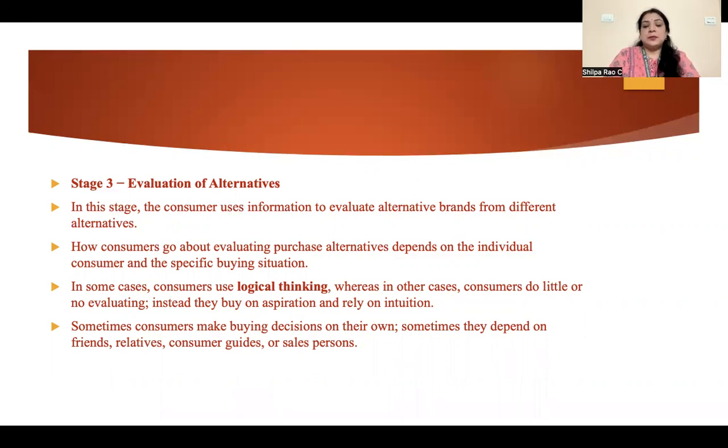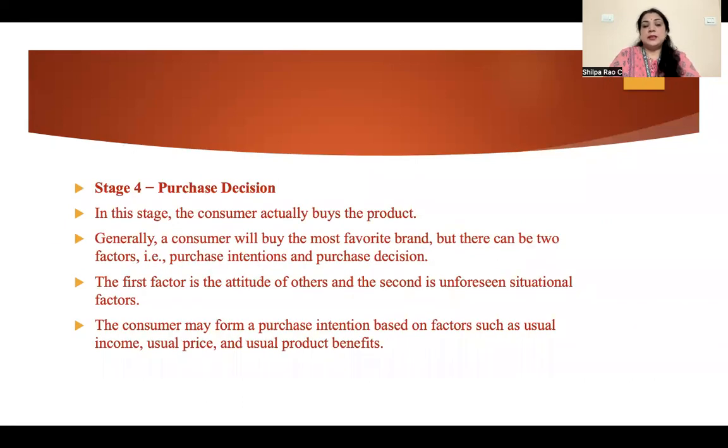Moving on to the fourth stage, here the consumer actually takes the decision of buying a product. So he will buy the product which is most favorite to him and which has two major factors. The first one is the purchase decision, and the second one is the purchase intention. The first factor is the attitude of others, and the second is unforeseen situational factors. So consumers form a purchase intention based on factors such as usual income, usual price, and usual product benefits. Now, this is the fourth stage where the customer has already bought a particular product.